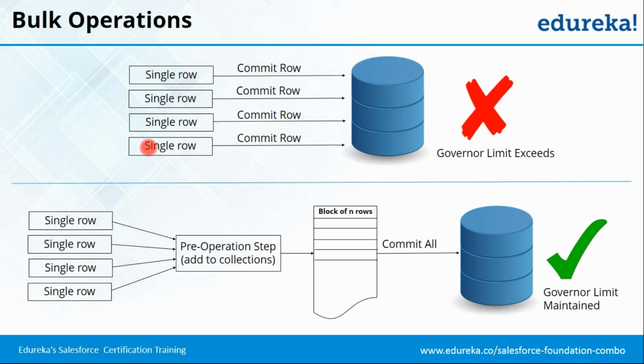So for that purpose, there's something called a pre-operation step. That is why the whole concept of collections comes into the picture, the collections that I spoke about earlier: list, map, and set. You can have a number of records, add all of them into one particular collection, either a list or a set, and then commit them all together. When you do that, only one single commit is occupied. So you still have a lot of commits that you can do.